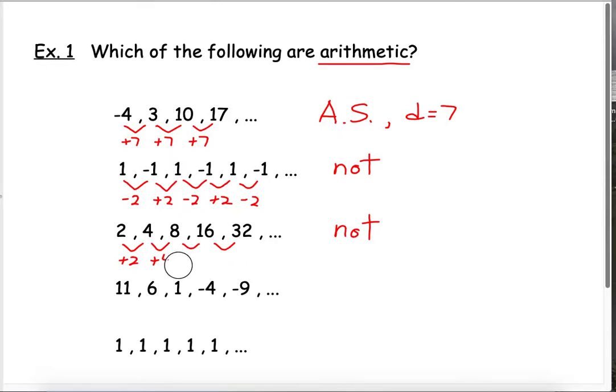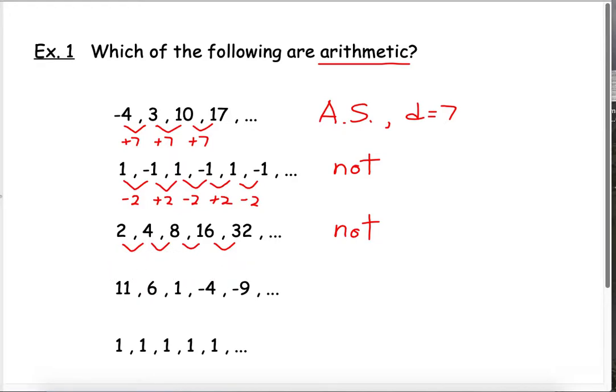But there is another pattern here if we don't think of addition. How about we think multiplication? 2 times 2 is 4. 4 times 2 is 8. 8 times 2 is 16. 16 times 2 is 32. There's a multiplication pattern going on here. We're multiplying by the same number each time. That's actually another special type of sequence that we're going to be interested in, and we'll study that next. That's called a geometric sequence. But for now, that's not arithmetic, so we move on.